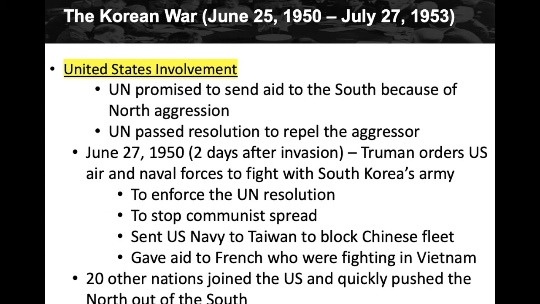United States involvement. The UN promised to send aid to South Korea because of the North's aggression, and the UN passed a resolution to repel the aggressors. And the UN does that a lot. The UN passes resolutions all the time. Believe me, the bad guy does not follow resolutions.